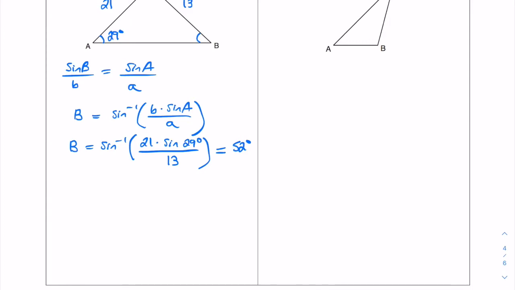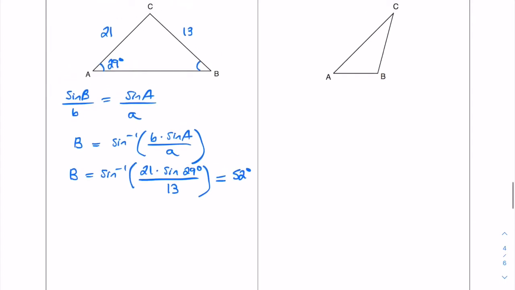Remember, we have to solve this triangle, so we have two sides and two angles. I guess the next thing that we can do is solve for angle C, because all three angles have to add up to 180. So angle C would be 180, take away 29, take away 52, and that's going to equal 99 degrees.